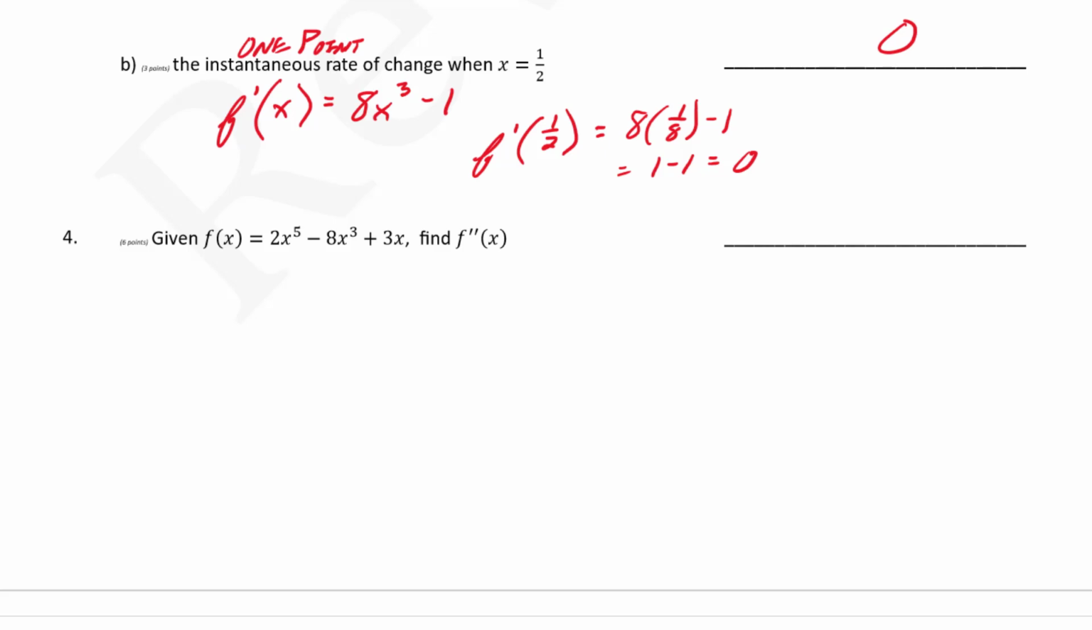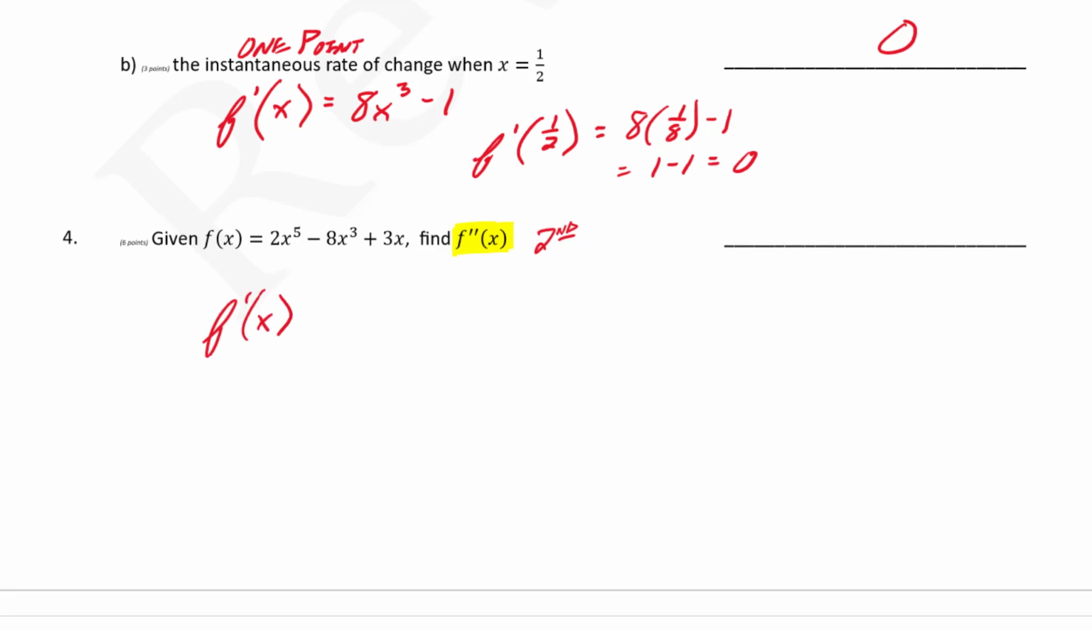All right, number 4, this one wants us to just do a higher order derivative. So what the indicator is, this is wanting f double prime. So remember that just means I need the second derivative. So if I need to get to the second derivative, obviously I'll need to find the first derivative. So that's where I would begin.